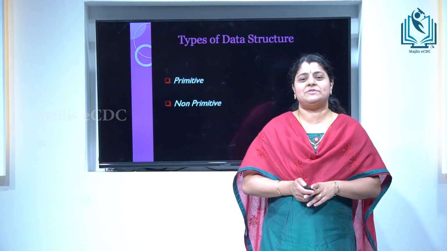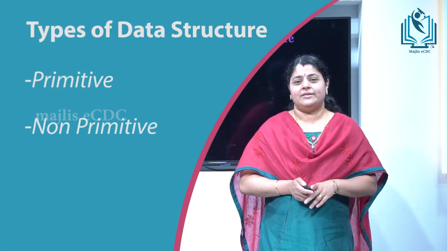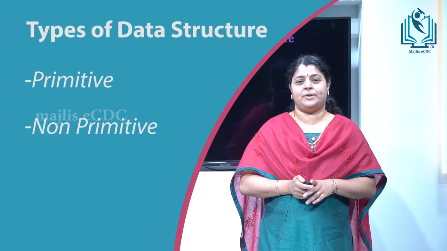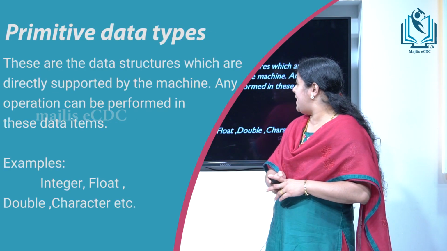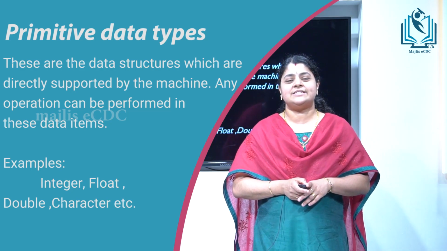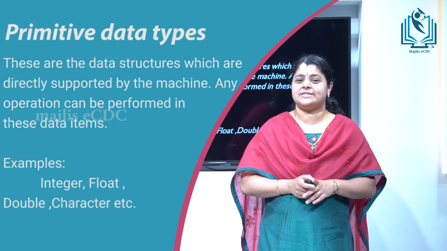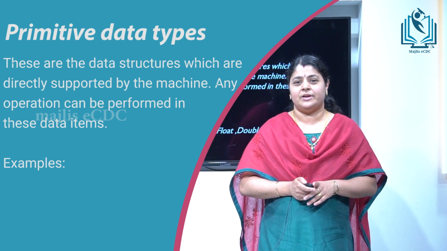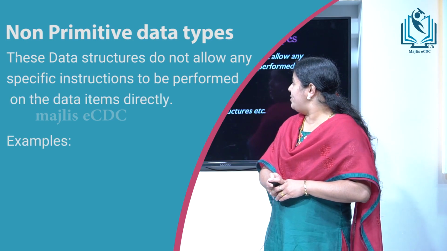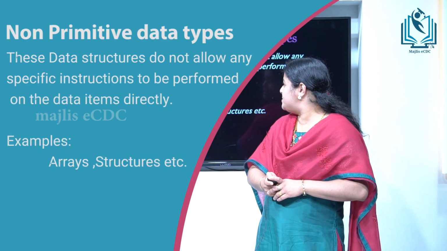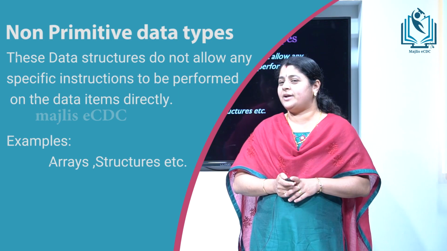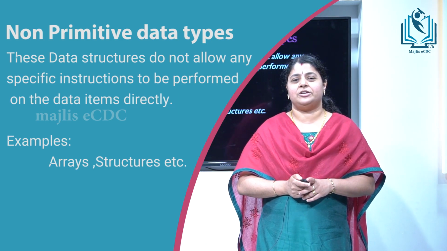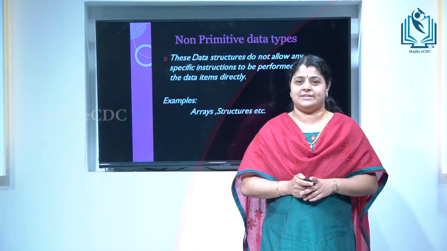What are the different types of data structures? The data structure is mainly divided into two types, primitive and non-primitive. Primitive data types are those directly supported by the machine. For example, integer, boolean, double, float, etc. Non-primitive data structures do not allow any specific instruction to be performed on the data items directly. For example, stack, queue, array, structure, etc.